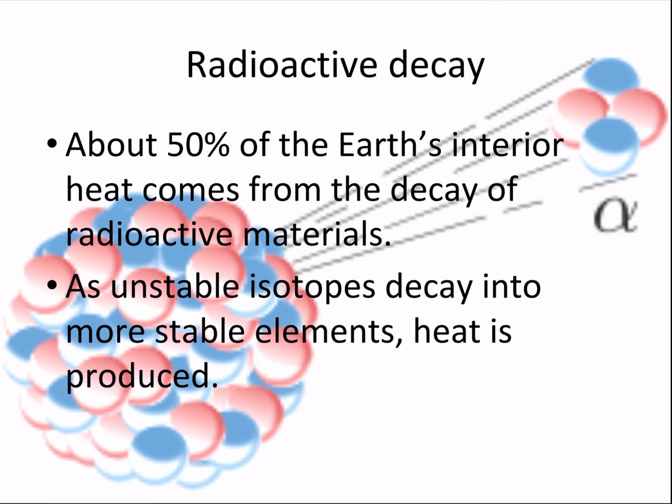Okay, so first is radioactive decay. About 50% or half of our heat we think comes from the decay of radioactive materials. This is kind of a newer concept in geology. Over the last 10-15 years, this has become much more of a prevalent idea that these radioactive materials are in the core of the Earth, and the process of them decaying is releasing energy, providing that heat.